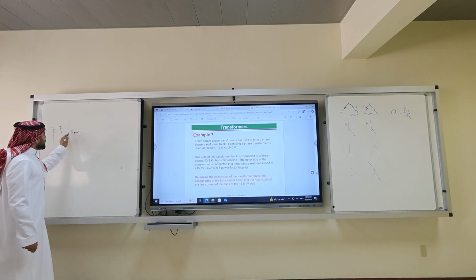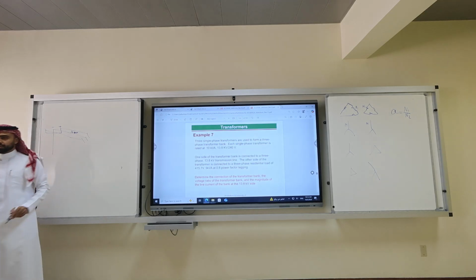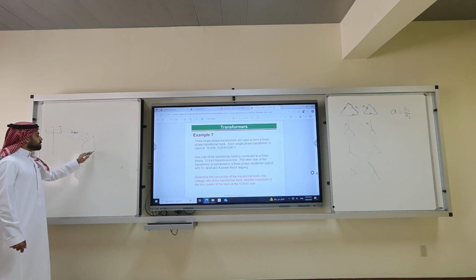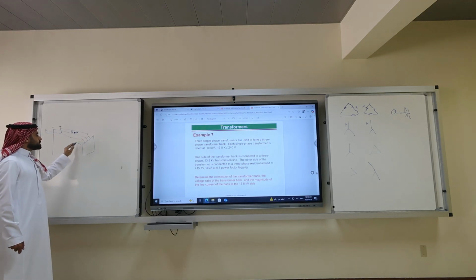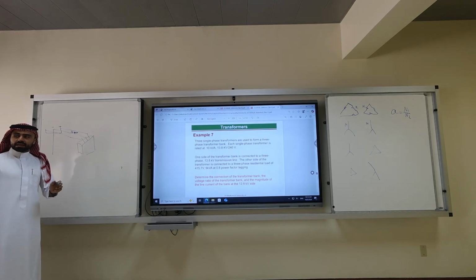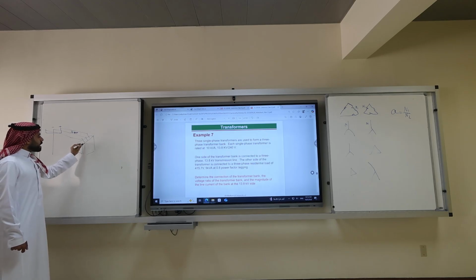Now I'm connecting these cables to the bushing of the 3-phase transformer. We call them bushing. Then they enter the 3-phase transformer, which is a box. Let's make it simple, let's say it's a 3-core.